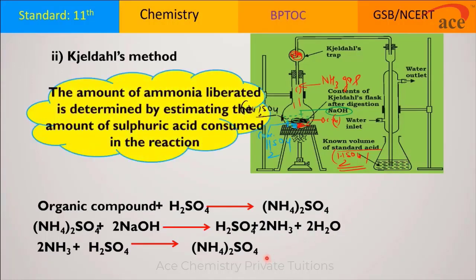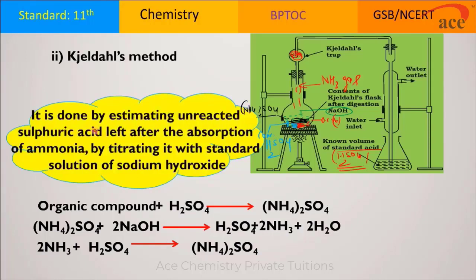So after doing this, student, we can say the amount of ammonia liberated is determined by estimating the amount of sulfuric acid consumed in the reaction. Now how is it done? It is done by estimating the unreacted sulfuric acid left after the absorption of ammonia by titrating it with the standard solution of sodium hydroxide. Means the mixture, if you will see, since we are passing ammonia gas into the mixture, student, the ammonia gas will react with some quantity of the sulfuric acid and some quantity of the sulfuric acid will not react. So the unreacted sulfuric acid is again allowed to titrate with the standard solution of sodium hydroxide.